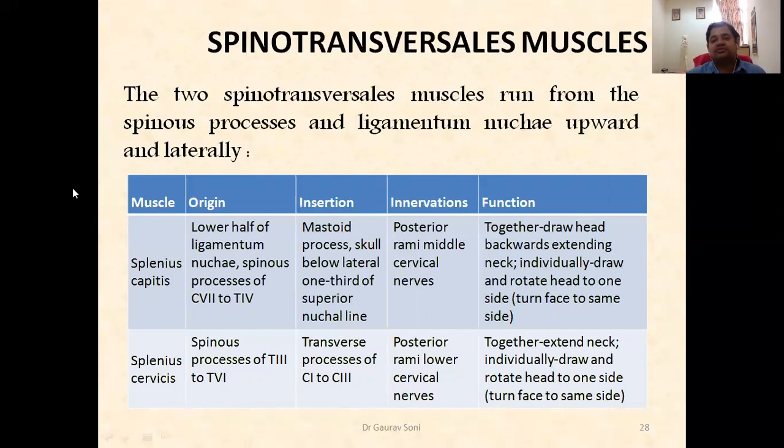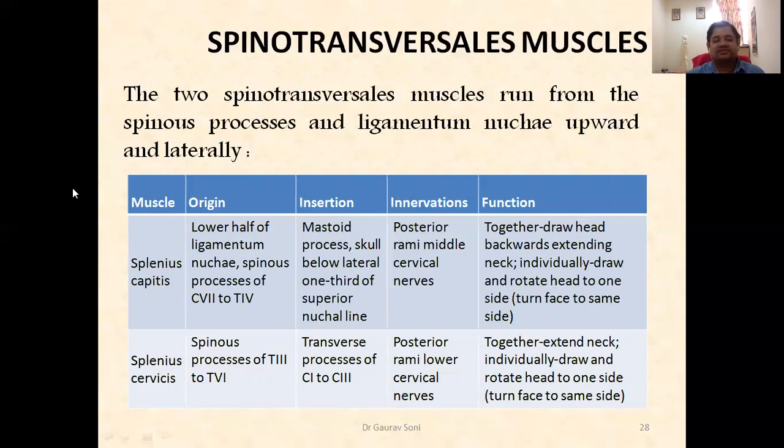Then the innervation is from posterior rami of middle cervical nerves. Together, if both side muscles act together, they draw the head backwards, extending the neck like this. Individually, they draw and rotate the head to one side, like this.